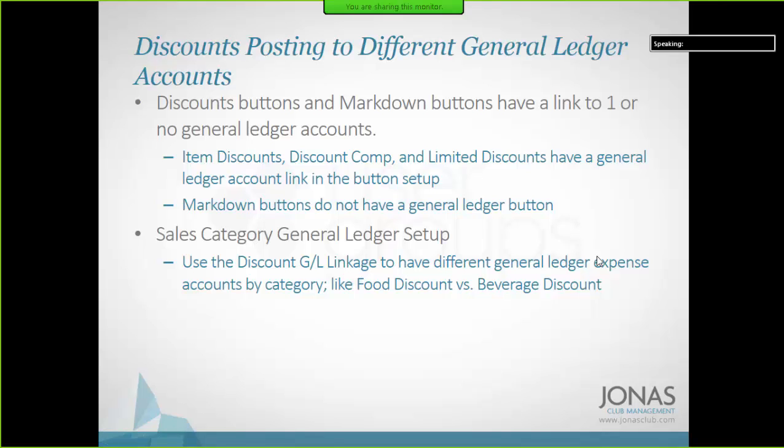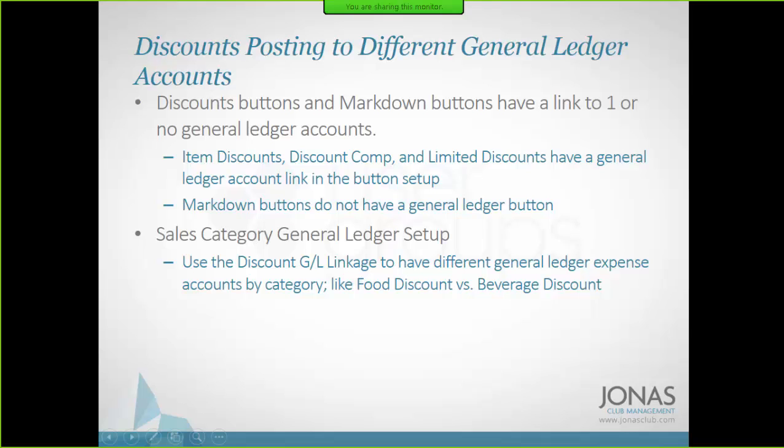Now, talking about the markdown, as you know, when you have the item discount, the discount comp button on the point of sale, they're tied into a GL account. So when I discount that item by $20, that $20 is accounted for on the general ledger. Markdown can also track to the general ledger. Some clubs avoid using Markdown because on the accounting side, there's no tracking if you use the Markdown. Well, you can, it's just a matter of setting it up.